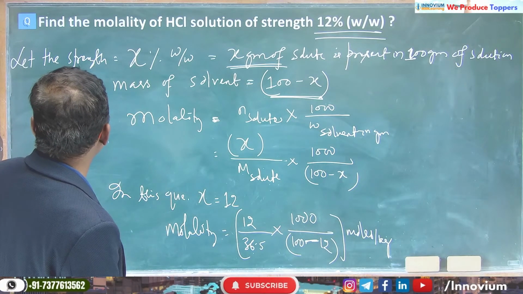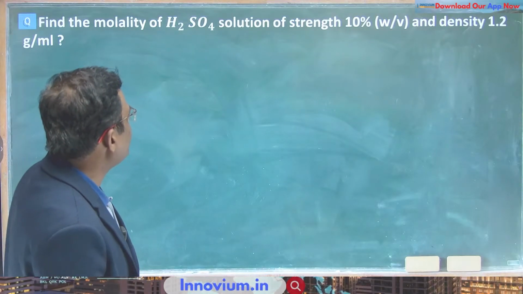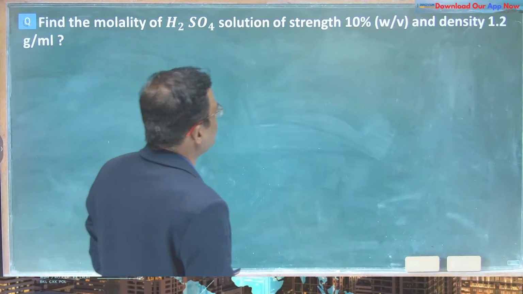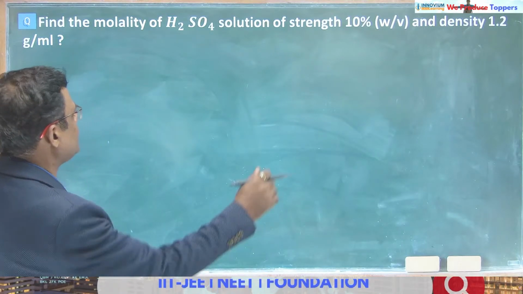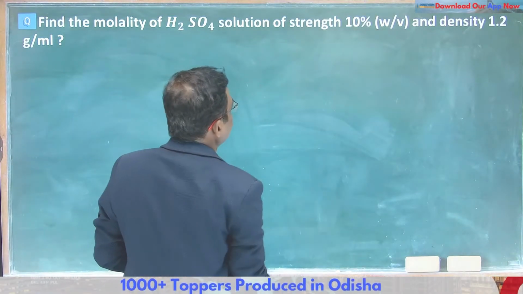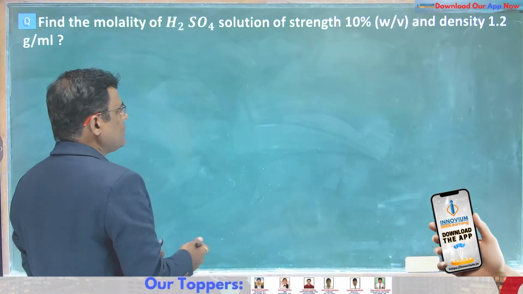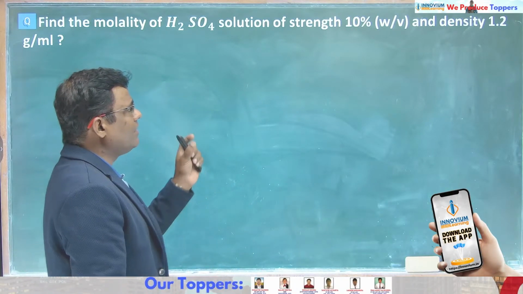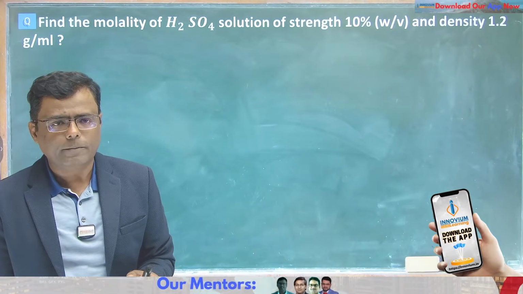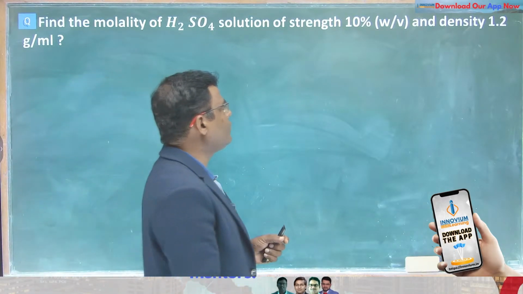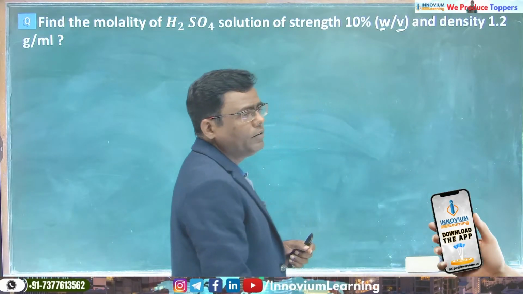So moving on to the next question: find the molality of H2SO4 solution of strength 10% W by V and density 1.2 gram per ml. Here the strength is given in terms of W by V. So what do you mean by percentage W by V? It means a certain mass of solute is present in 100 ml of solution. This V is the volume of solution, and this is the mass of solute.